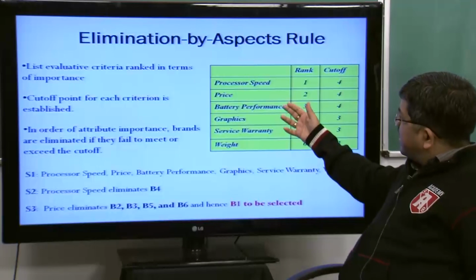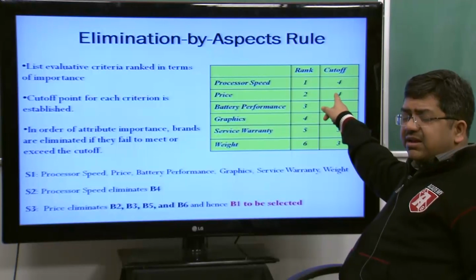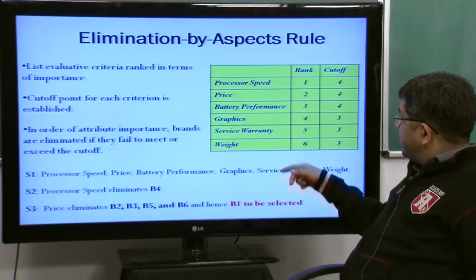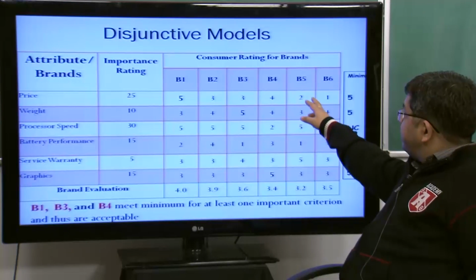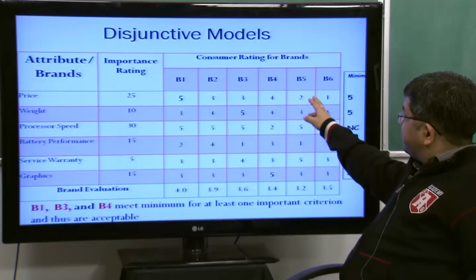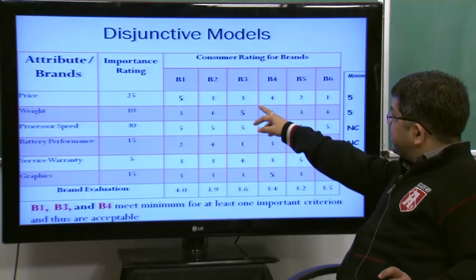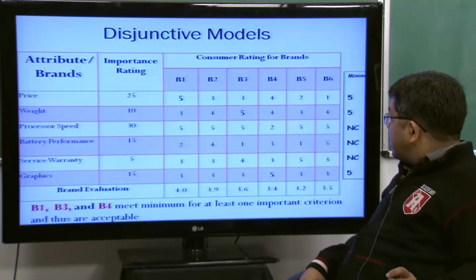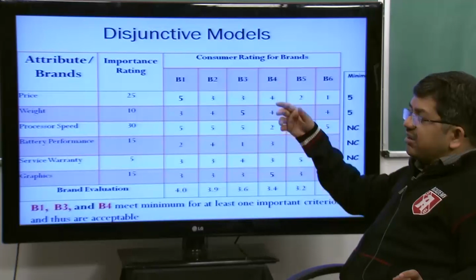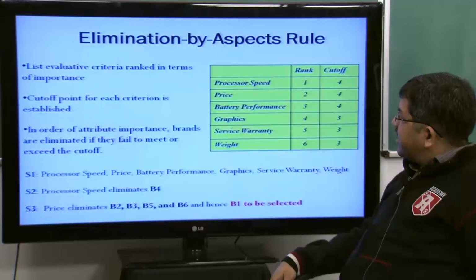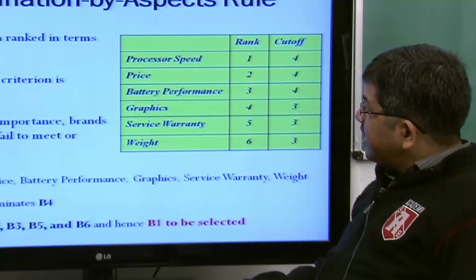The next thing is I will look into the second most important criterion, which is price, and for price again the cutoff value is 4. So he will go back and see on price how many brands are doing better than 4. You will see that B6 is eliminated, B5 is eliminated, B3 is eliminated, and B2 is also eliminated. However, we have also seen that B4 was eliminated at the first stage itself. So we are only left with B1 in the case of the elimination by aspect method. Finally, in this case again you have B1 being selected by the elimination by aspect rule.